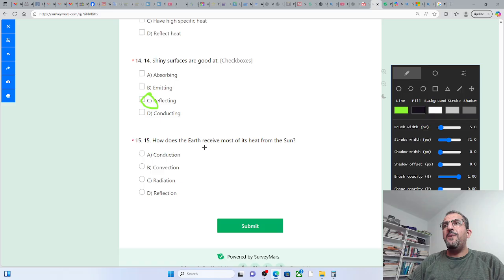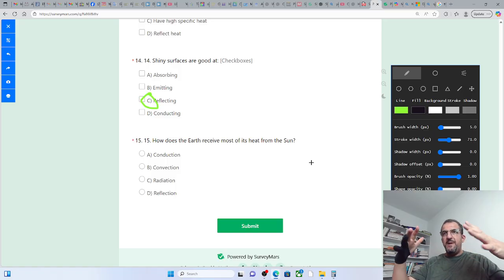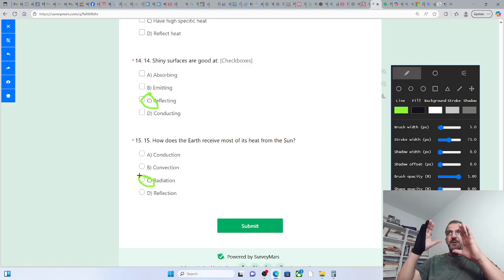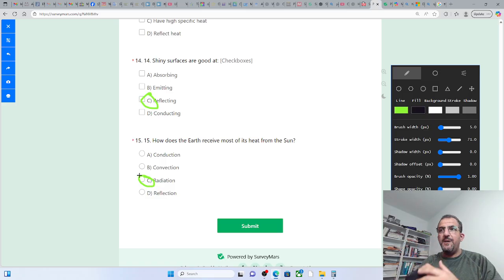So how does the earth receive most of the heat from the sun? The heat from the sun comes in the form of electromagnetic waves, and we receive this kind of energy in the form of radiation. So radiation is the right answer for how we receive heat from the sun.